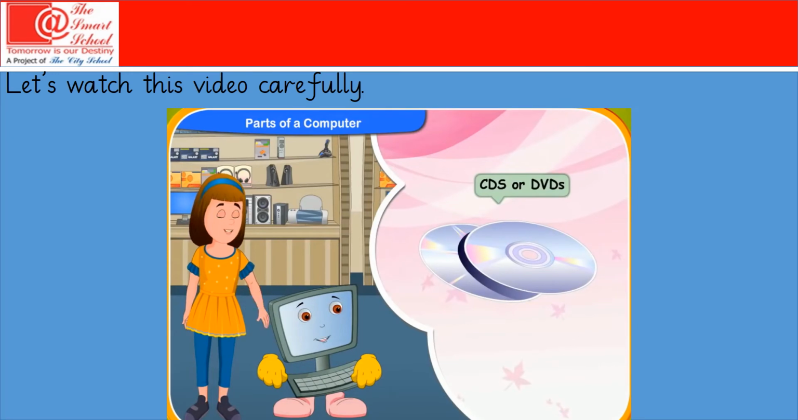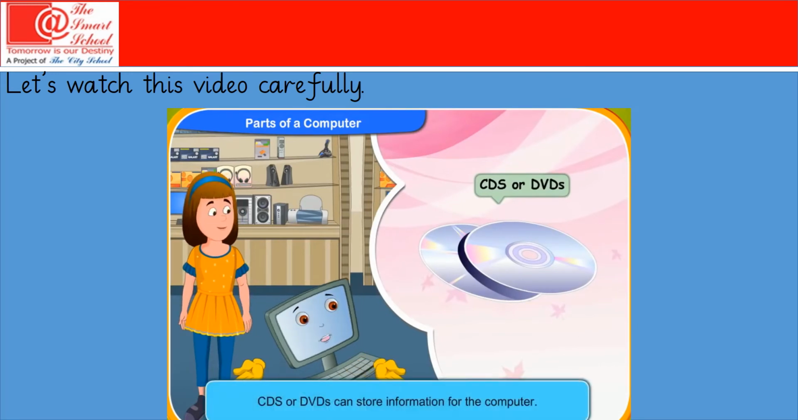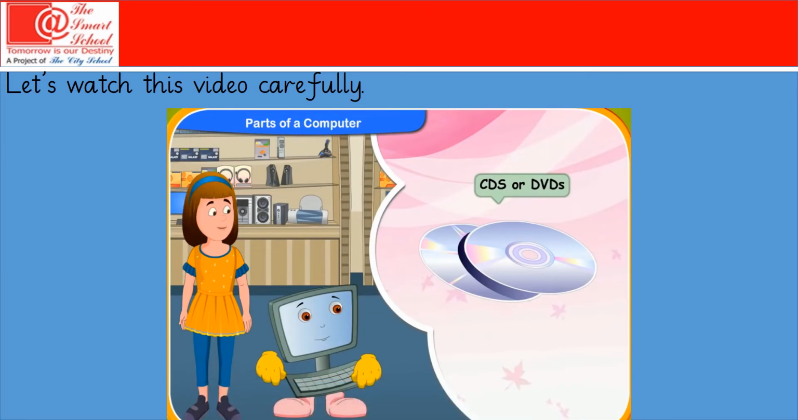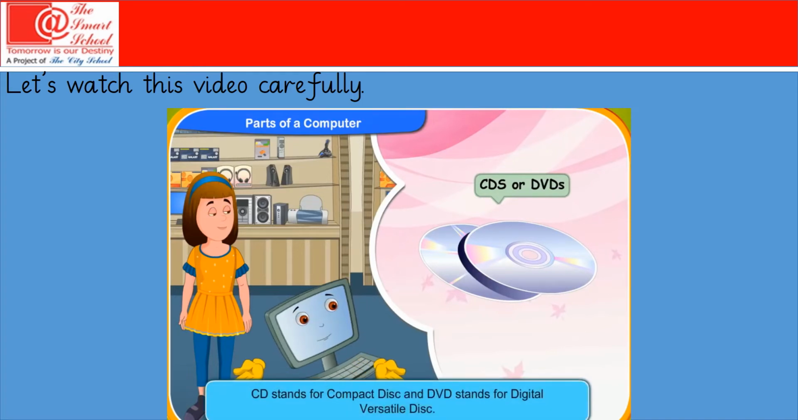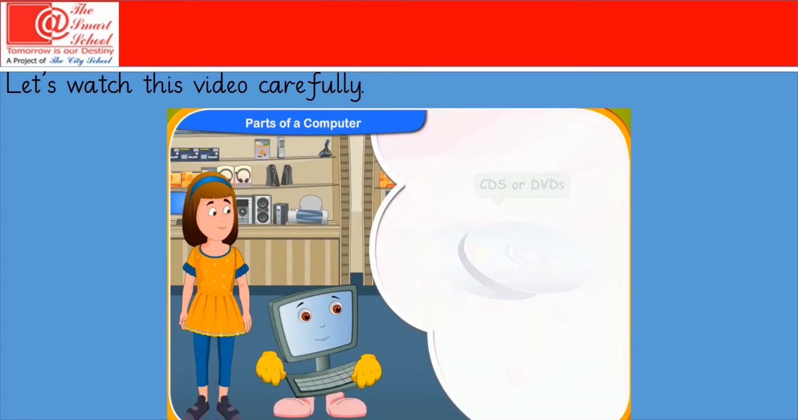What are these round discs? They are called CDs or DVDs. They can store information for the computer. What does CD and DVD stand for, Clicko? CD stands for compact disc and DVD stands for digital versatile disc.